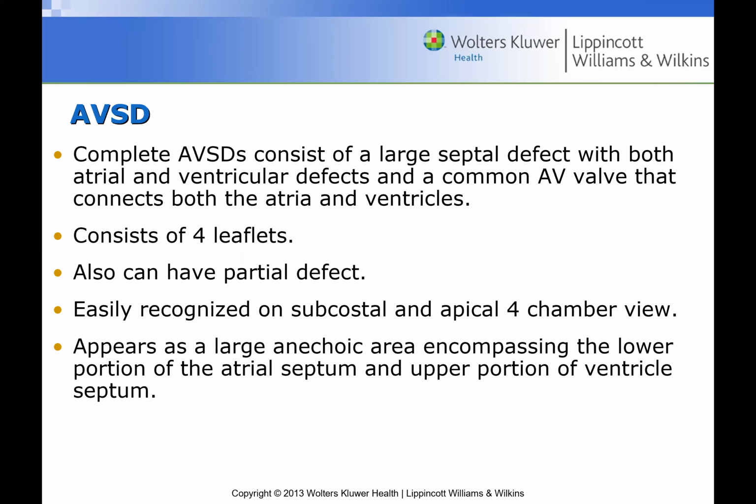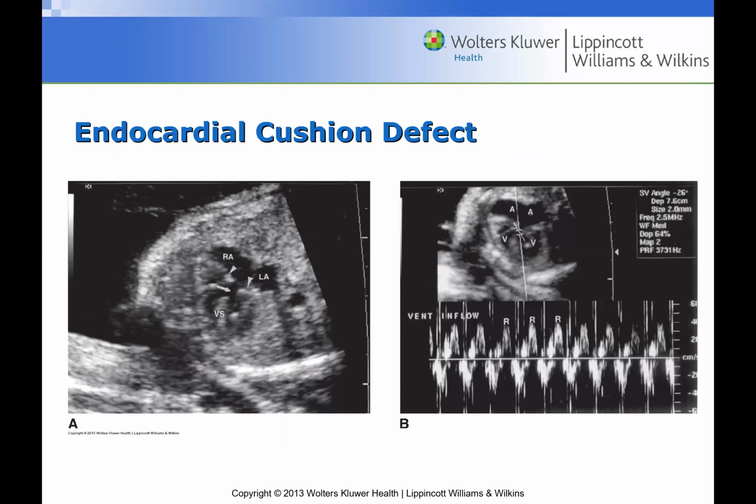They're pretty easy to see on subcostal and apical views, and they appear as a large anechoic area encompassing the lower portion of the atrial septum and the upper portion of the ventricle septum. So there's just a hole. In a normal 4-chamber heart, you'll see this ventricle septum extend all the way up here to the ostium primum of the atrial septum, and here it's just a big hole.